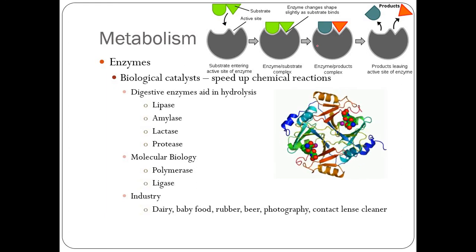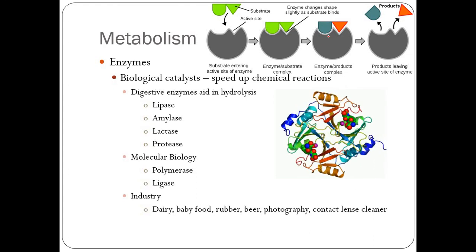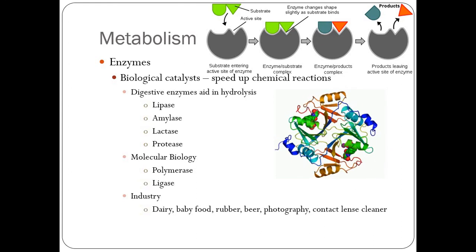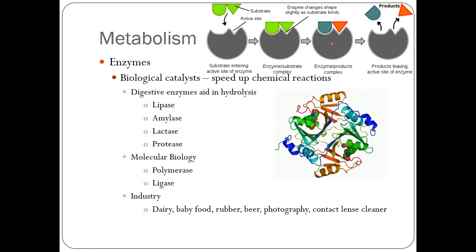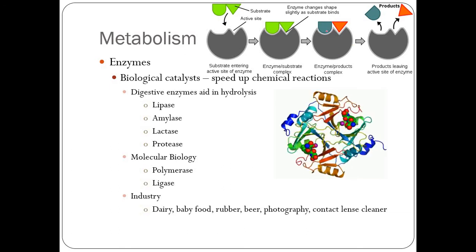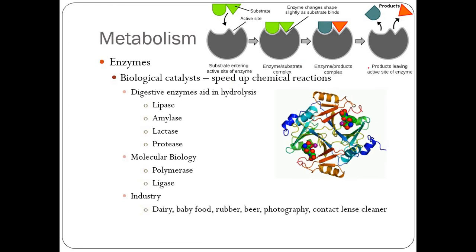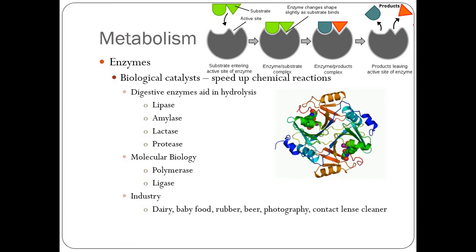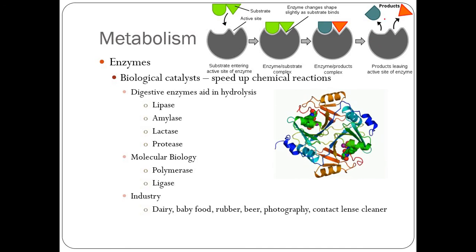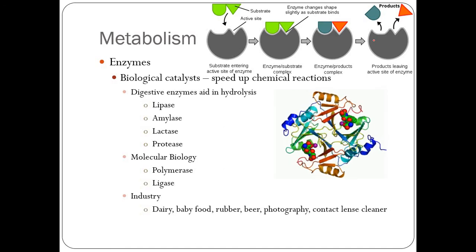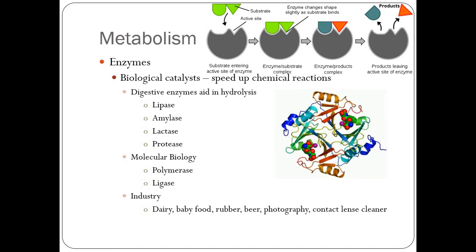When that binds, it causes the lowering of the activation energy. So it actually makes this substance more reactive. That's why the reaction goes faster. So mo speed up siya og chemical reactions. After that, it could form the products, and then the products will leave the active site of the enzyme. So that's how enzymes work as biological catalysts.